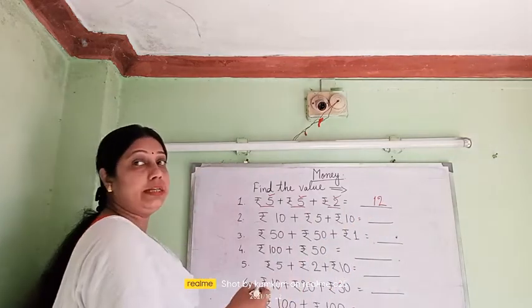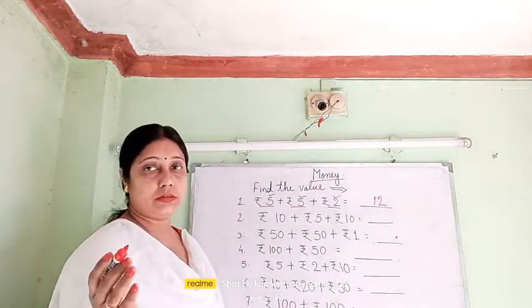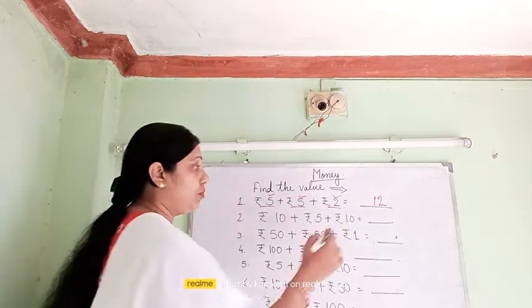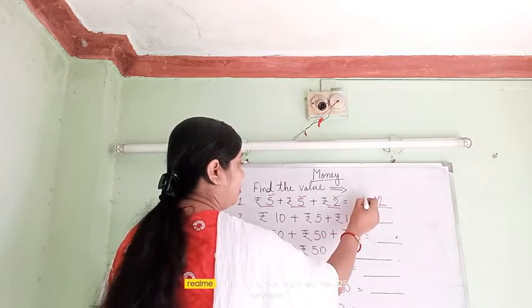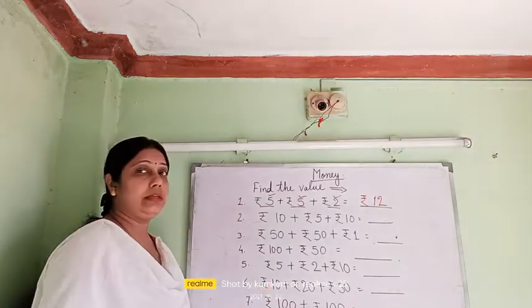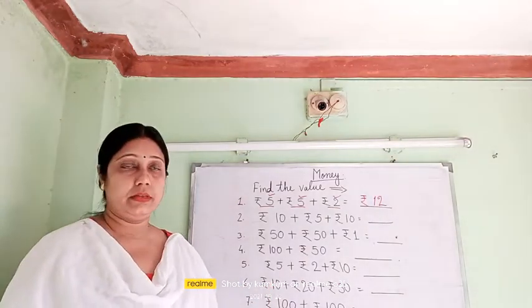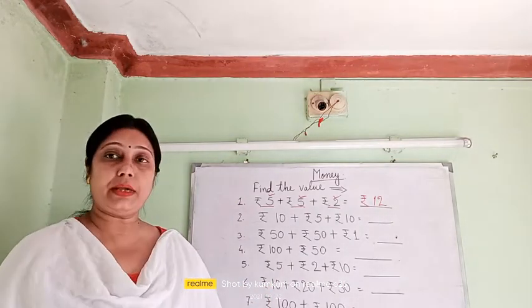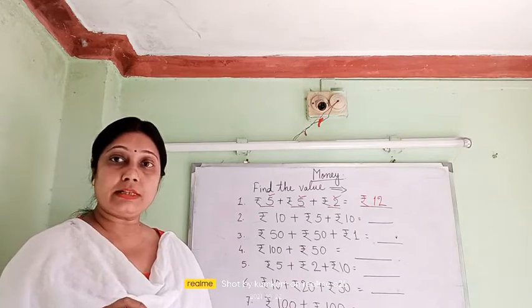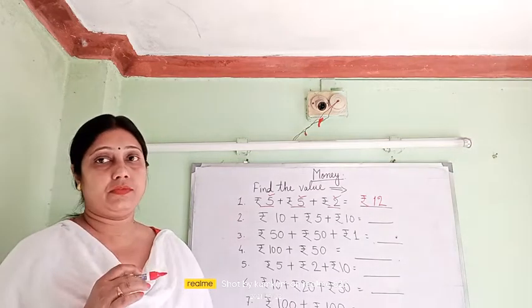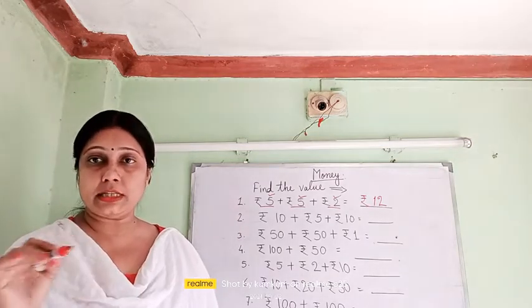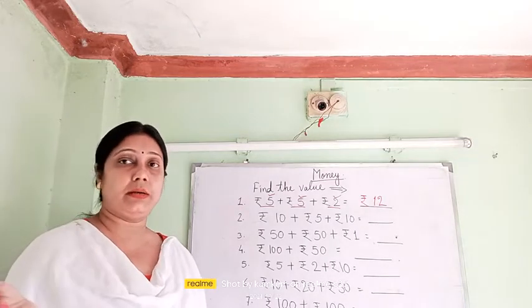If you are writing only 12, you will not get marks, or the answer is wrong. So positively you have to put the rupee symbol in front of the number. So the answer will be 12 rupees. When I am giving the symbol, it should be in front of the digit. And if you are writing in spelling, it should be at the back of the number.